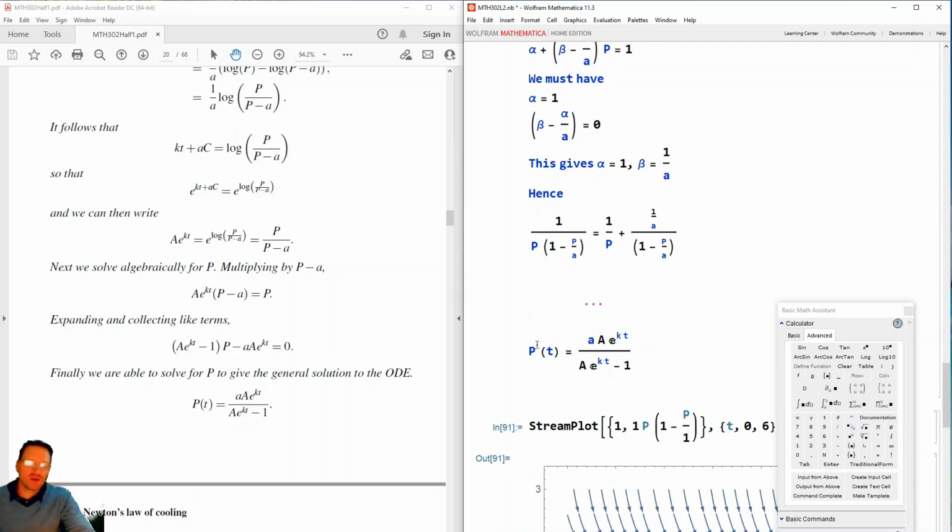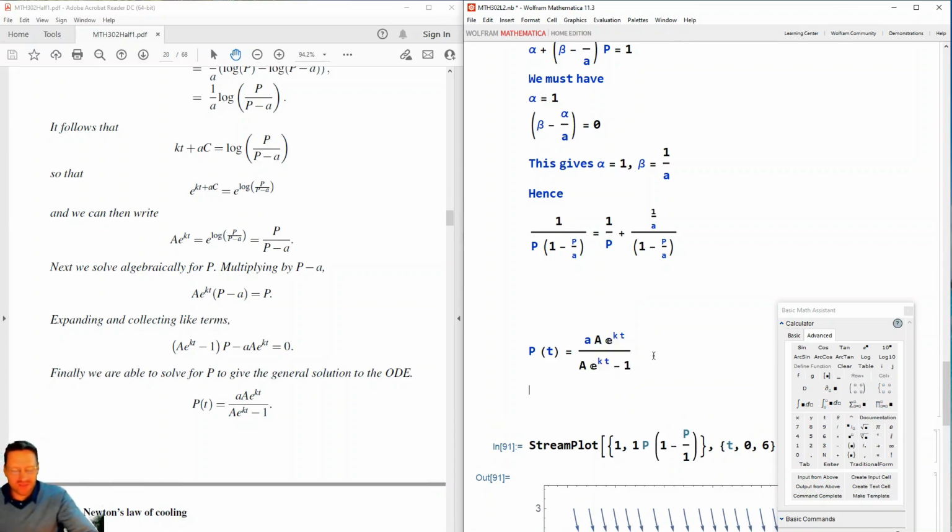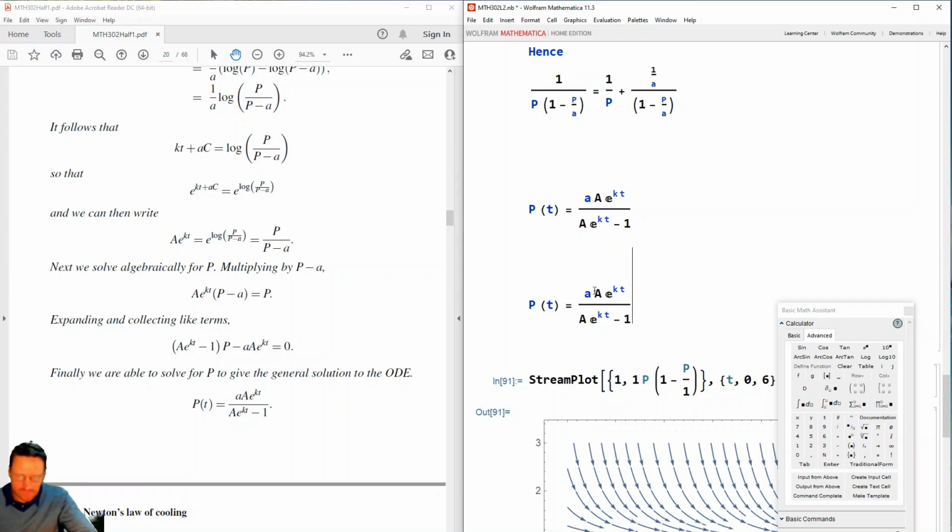But what I can do here is divide numerator and denominator by e to the kt, or even A e to the kt. So dividing top and bottom by that, we end up with a minus exponent there and a new constant, say b. So this is another way to look at that same equation.